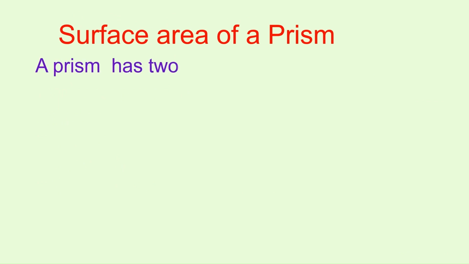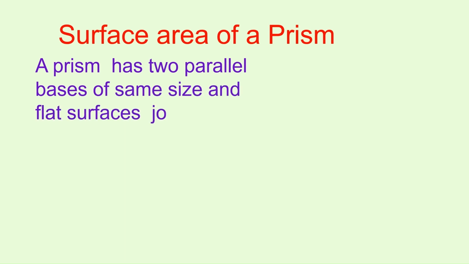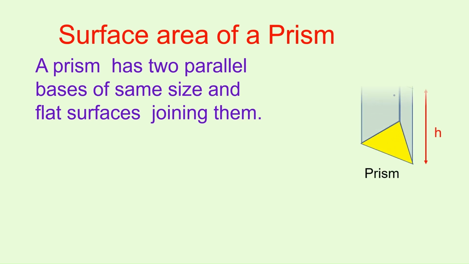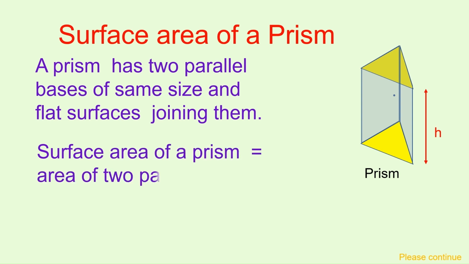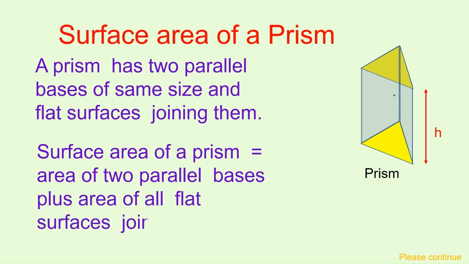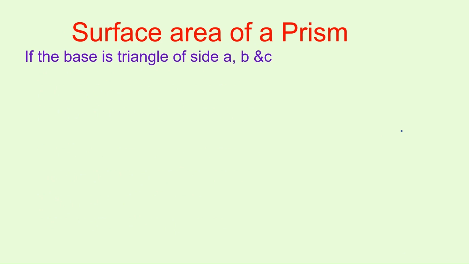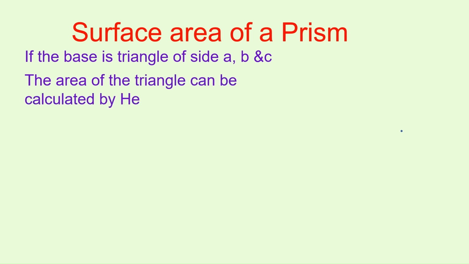Surface area of a prism. A prism has 2 parallel bases of the same size and flat surfaces joining them. Surface area of a prism equals the area of 2 parallel bases plus the area of all flat surfaces joining them. If the base is a triangle of sides A, B and C, the area of the triangle can be calculated by Heron's formula.